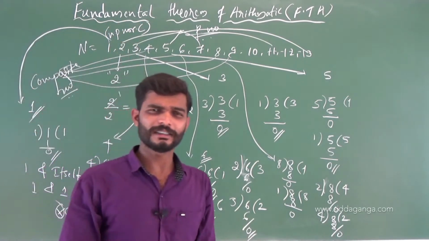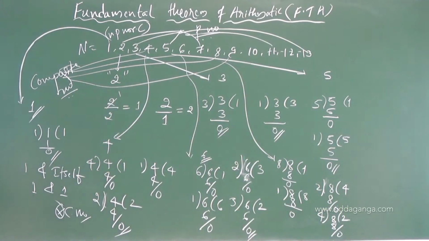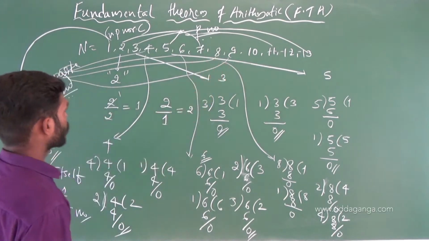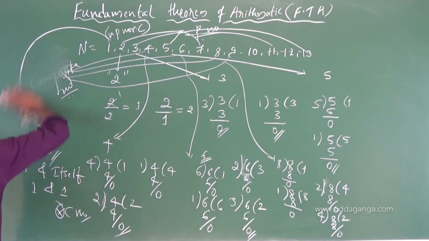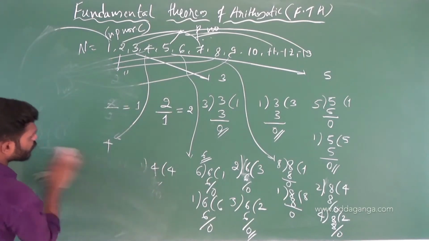You already learned these things in the earlier class. I just recalled it, right? Now I come to the point. So you know what composite numbers and prime numbers are, right? So I rub this. Now I am coming to the point.